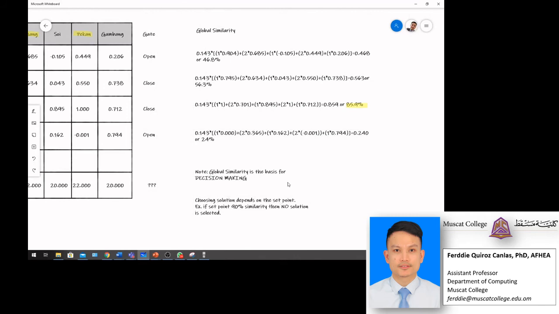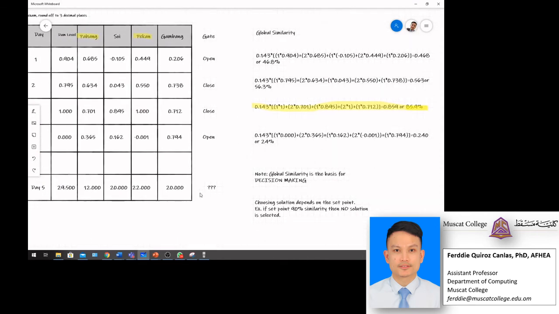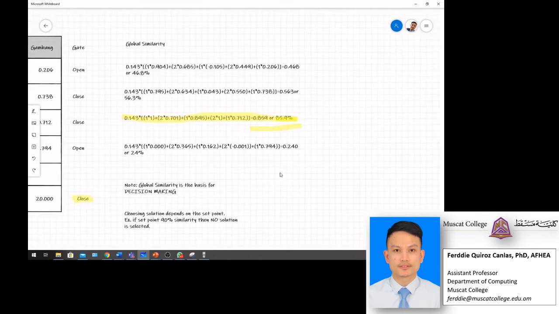In this example, we are not setting the set point since there is no set point stated in the problem given to you. So we will select this as our basis for the solution. Therefore, the decision to be made for day 5 would be what? It should be closed based on the similarity of 89%. Okay? So in this example, we have a solution which is quite similar or quite the same as our new problem, which is day 3. So we're going to choose day 3, okay? In this one, let me just put a note. Let's put a note on this.